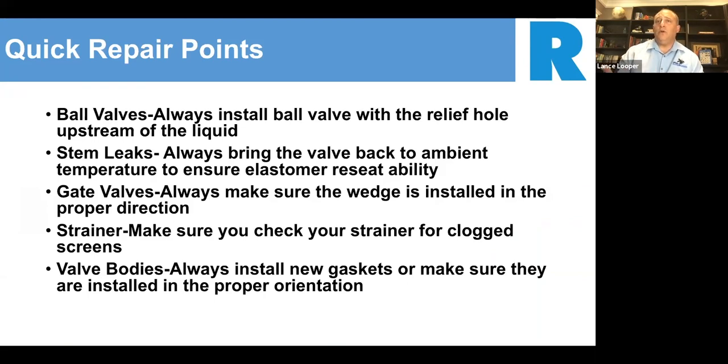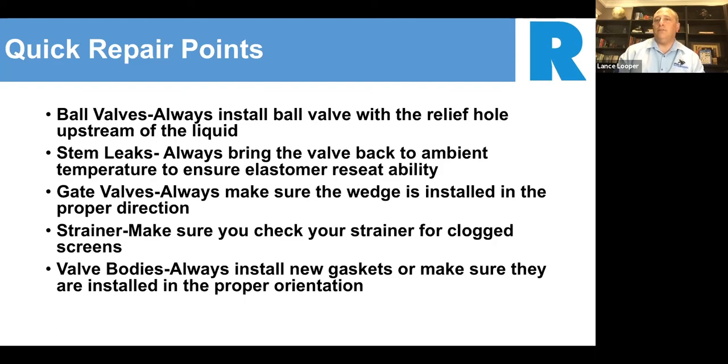Just wanted to bring up some quick repair points. I didn't know who was going to be on the training today. I was originally thinking I was going to do a training program based on repairing valves, and I was told that might get quite boring. So if you ever want me to do any kind of repair training on how to repair globes, gates, ball valves, anything like that, please feel free to email or contact me. I'll put together a training for your guys to take you through those types of repairs. But just a few quick points here.